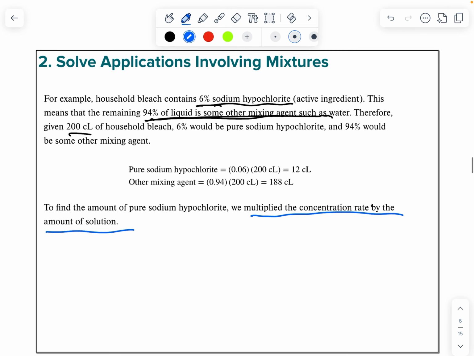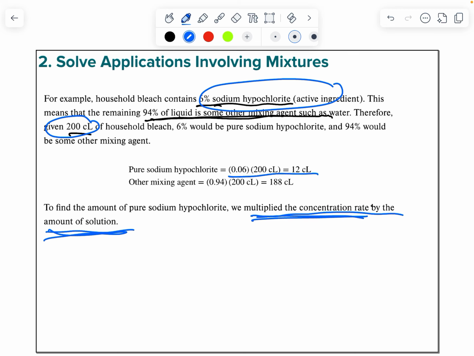Solving applications involving mixtures. All right, so this is another thing you may see, and you can just follow the strategy that I show you here. If you ever have mixtures with, it seems like, chemical compounds and things like that, the way that you do it is you multiply the concentration rate, that's going to be the percentage, by the amount of solution. So for example, if we have 6% of a 200 cL bleach, that would be 0.06 times 200 gives you 12 cL. If we have 94% of 200, that's going to be 188. You're always going to multiply the concentration rate by the amount of solution. Let's see an actual example of this.